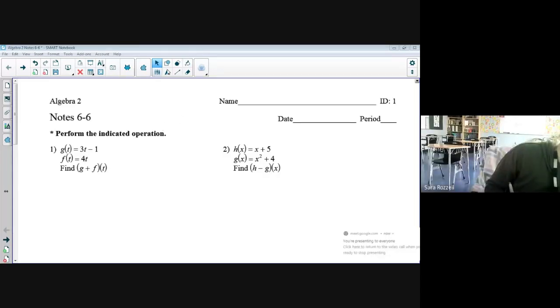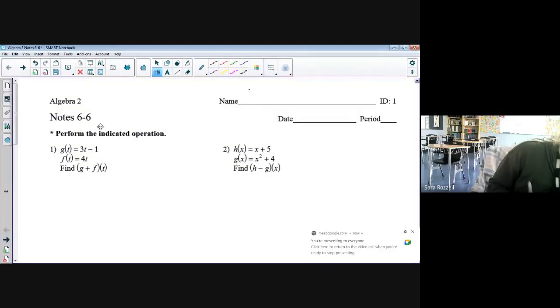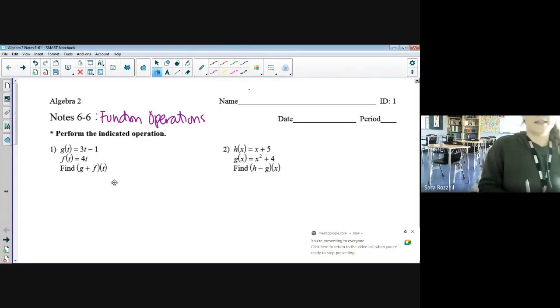All right, so on 6.6, we are doing function operations and composition of functions. So that's the title of this. You might have seen this on the ACT where we had two different functions with two names, and it tells us what to do with those two functions. So think about our problem on number 1.